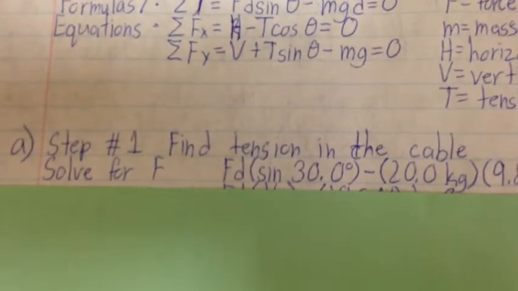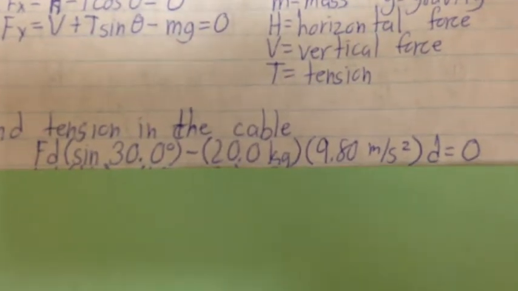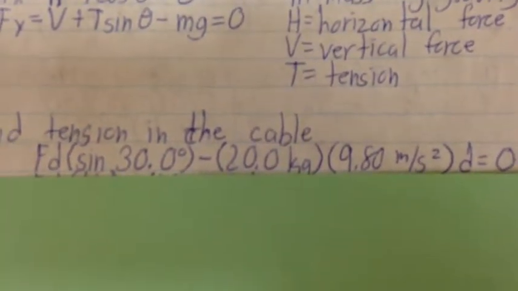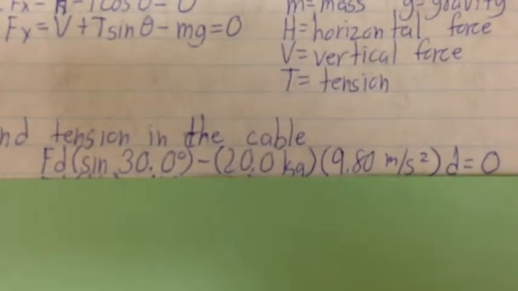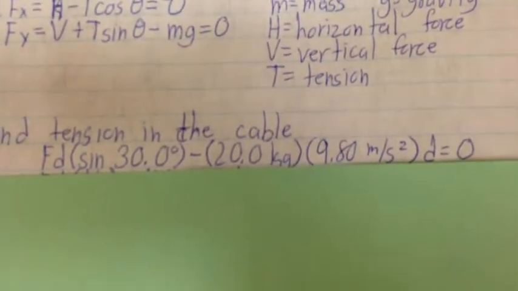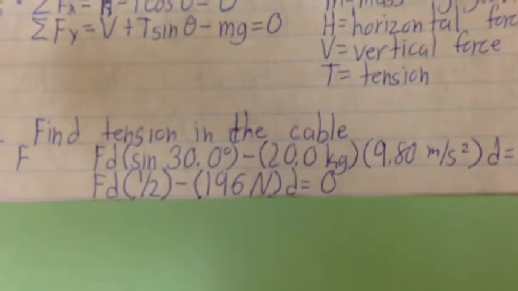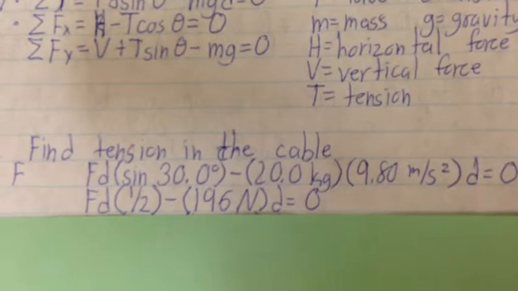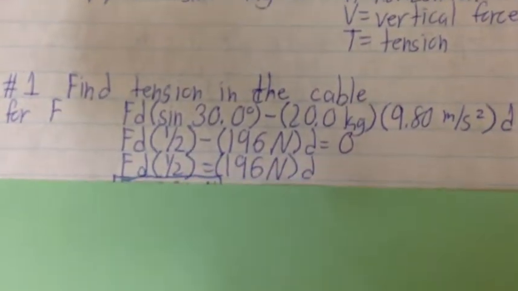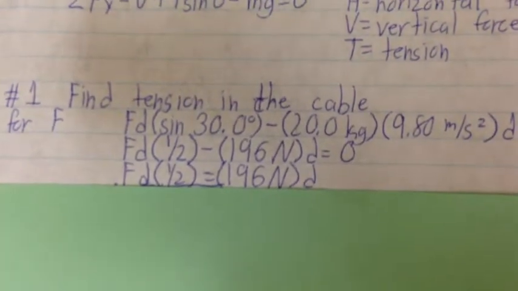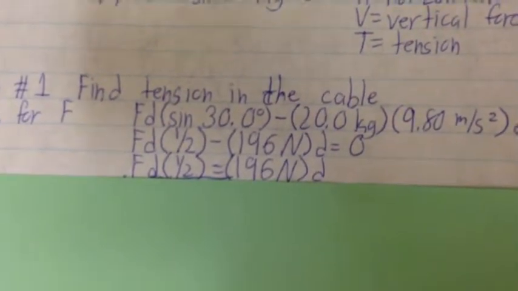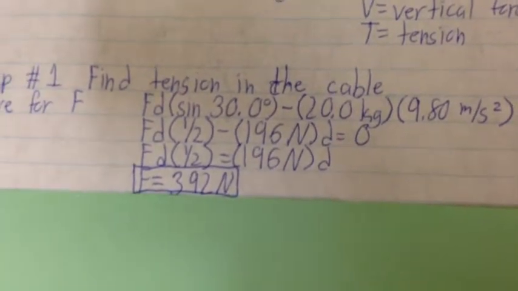Step number 1 is to find the tension in the cable. So you're going to want to solve for F. Plugging in your values for F times D times sine 30.0 degrees minus 20.0 kilograms times 9.80 meters per second squared times D is equal to 0. Simplifying that into force times distance times 1/2 minus 196 newtons times D is equal to 0. Adding 196 to both sides gives you force times distance times 1/2 equals 196 newtons times D. Canceling the D's out and multiplying both sides by 2 gives you force is equal to 392 newtons.